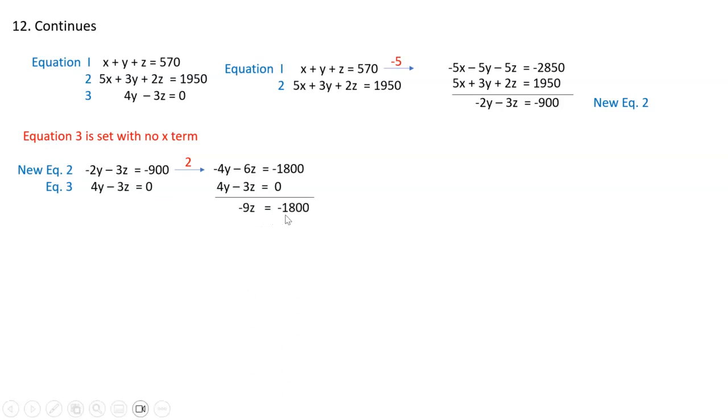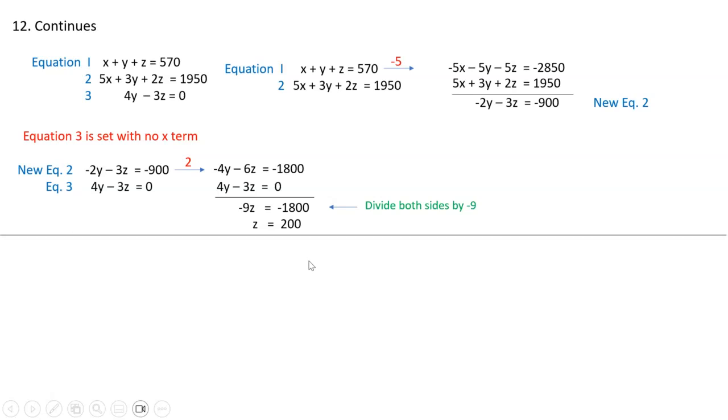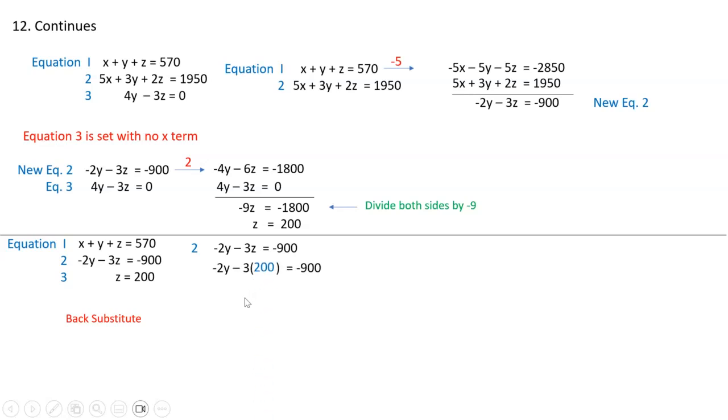Once we have -9z equals -1800, we divide both sides by -9, and z equals 200. Now I can go back and substitute. Let me go to equation number 2. I'm going to plug in 200 for z and solve for y. We add 600 to both sides. Divide both sides by -2. So y equals 150.